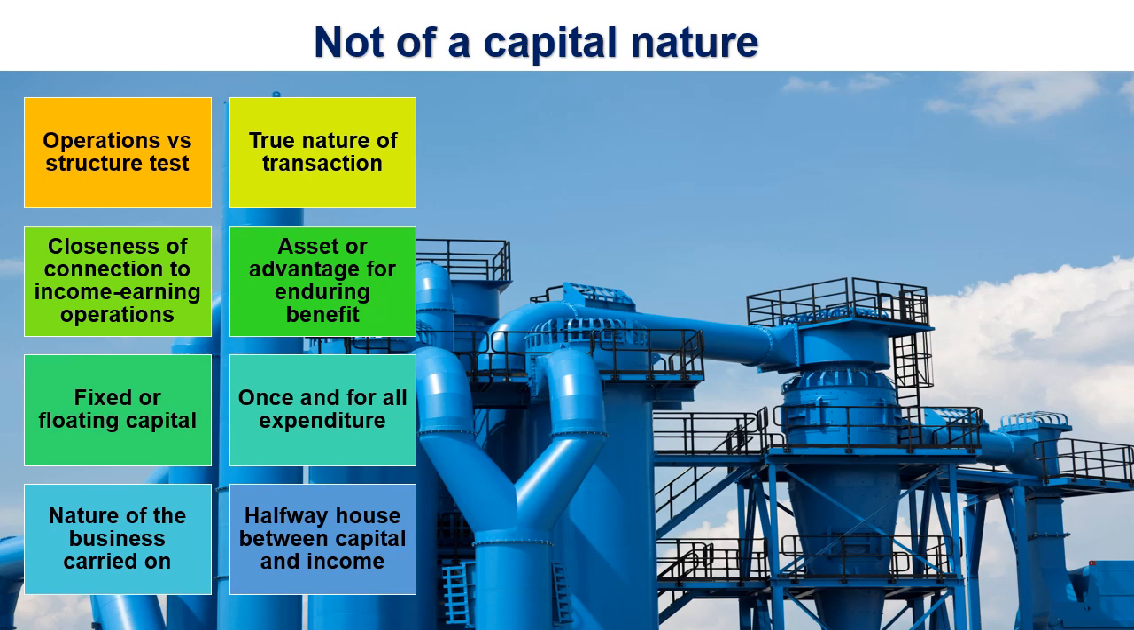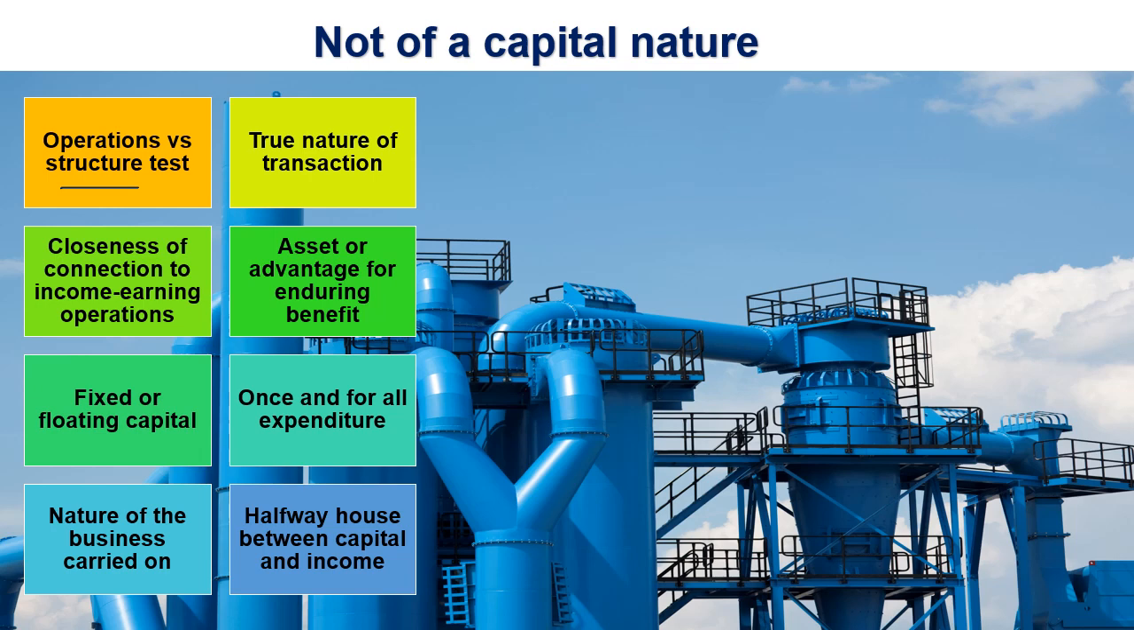We have the operations versus structure test. In other words, we are asking, is the taxpayer incurring costs to perform income earning operations? That will be revenue in nature. Or is the taxpayer incurring costs to establish or improve income earning assets? So, for example, if you buy a factory building as a manufacturer, that is the cost of establishing a capital asset, so it's capital in nature.